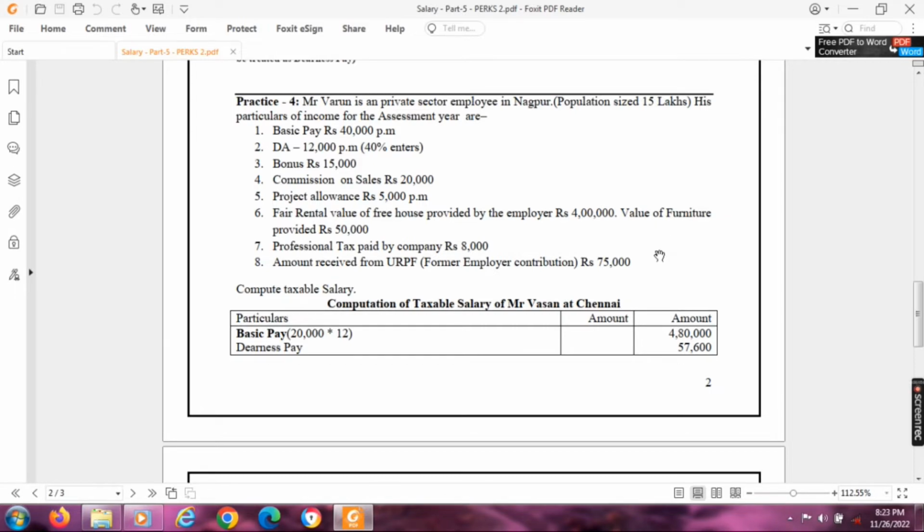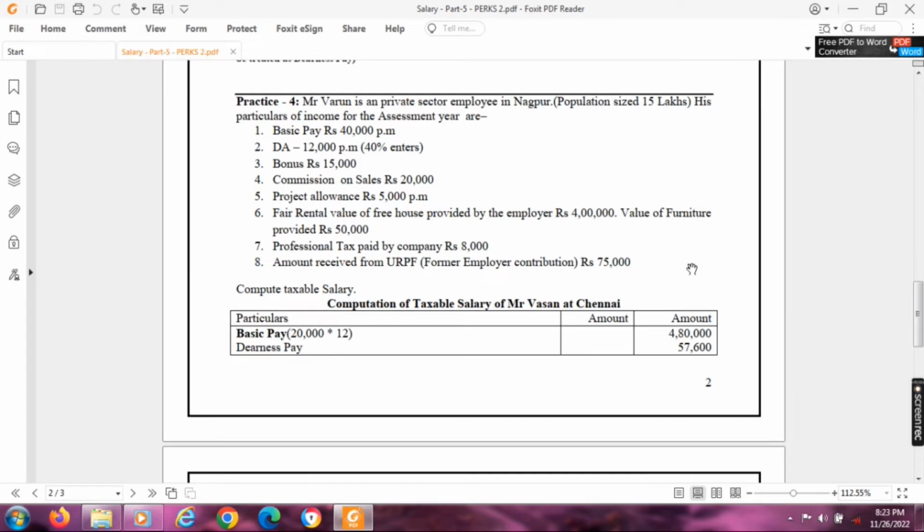Next, project allowance 5,000 per month fully taxable. Next, fair rental value of free house provided by the employer. Value of furniture provided; this is called furnished accommodation. So we have to add 10% of the furniture along with the taxable rent-free accommodation value. Next one is professional tax paid by the company. It is a monetary benefit. It is also fully taxable in the hands of the employee, and this amount is also qualified for deduction under section 16(3). While studying the problem itself, we have to keep in mind the provisions of the salary.